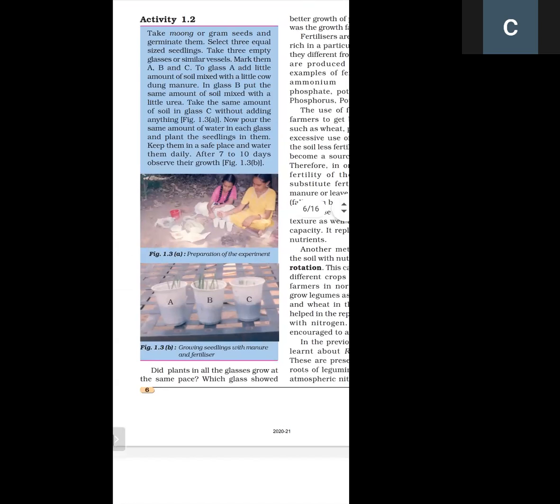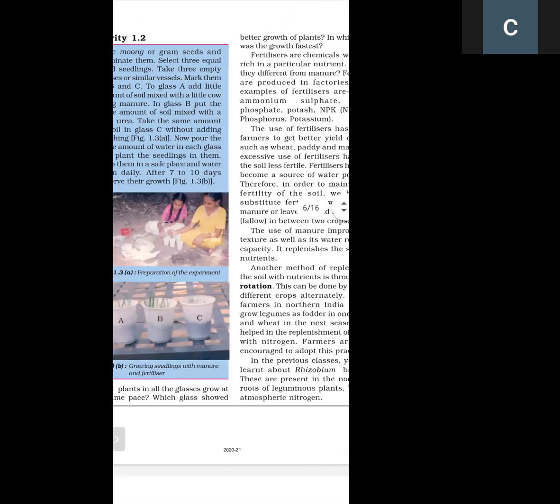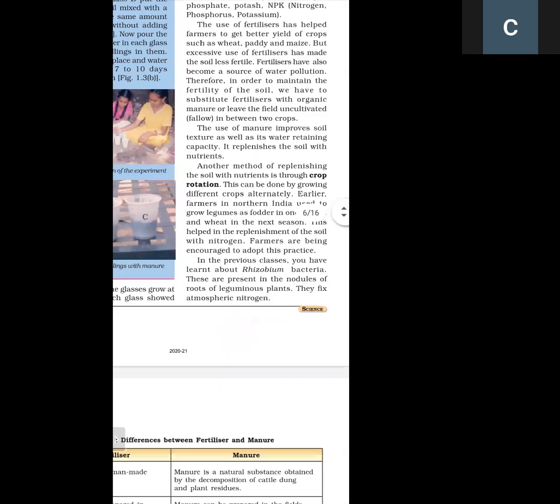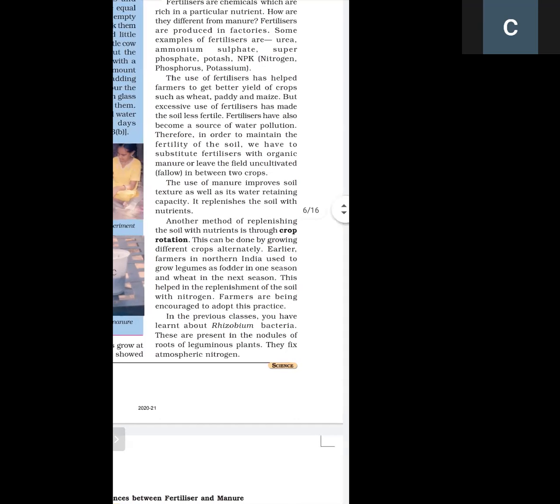And next we will study crop rotation. If we sow one crop after another, then this will destroy the fertility of the soil. So we have to maintain the fertility of the soil. We use fertilizer or manure.